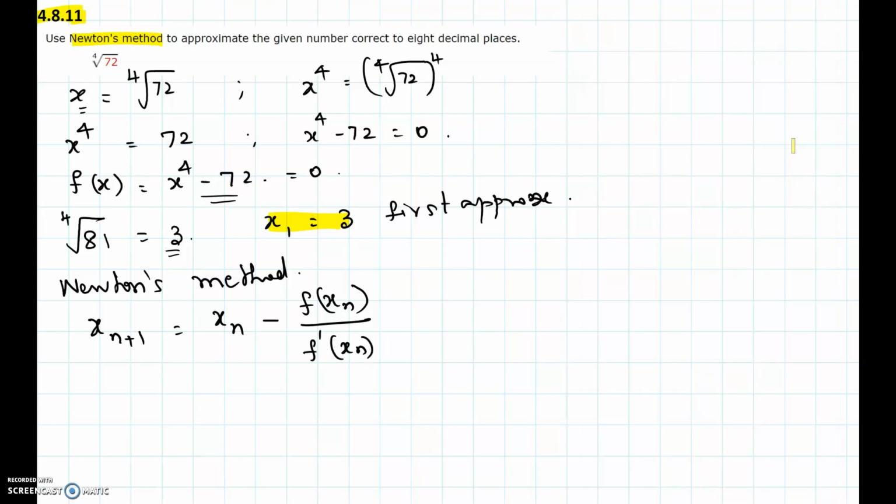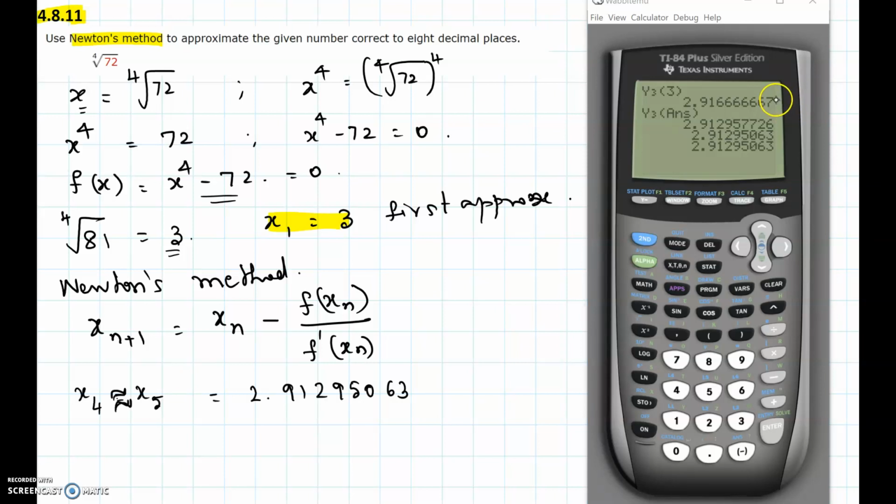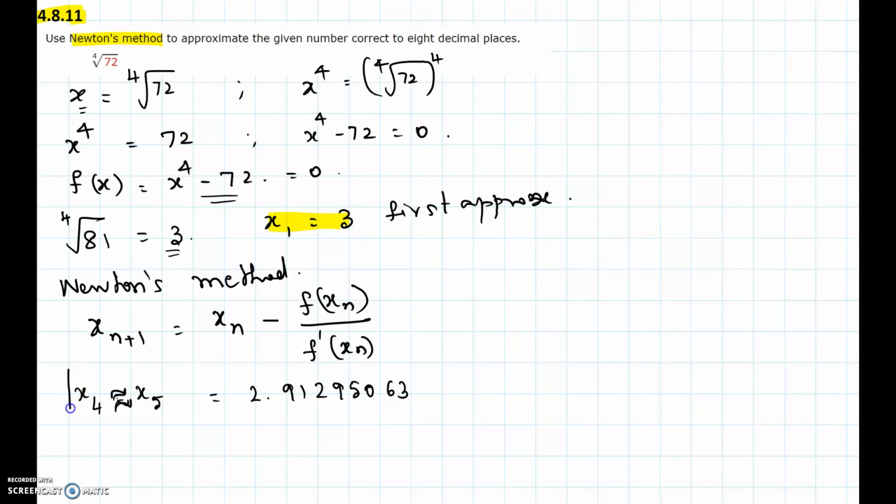In this case, it's going to be 2.91295063. The first line is the second approximation, the next is the third approximation, and then the fourth and fifth lines are x4 and x5. They agree on 8 decimal places, so x4 and x5 are approximately equal to each other, and that is our actual root. So you would say that this is your approximation to 8 decimal places, as given in the problem. Hope this video helped.